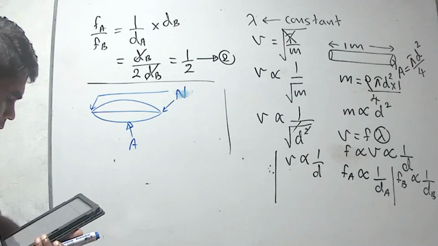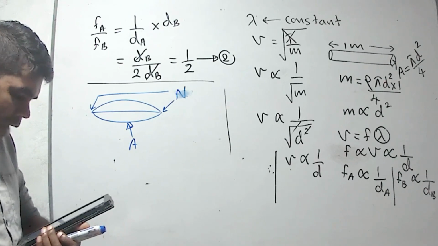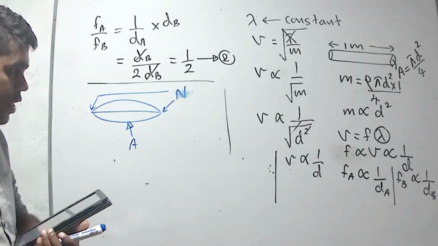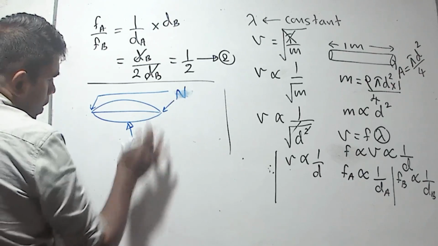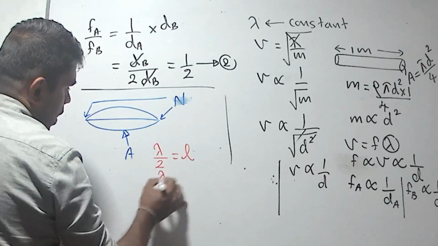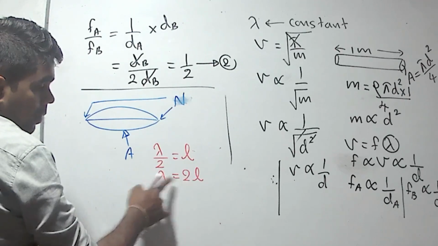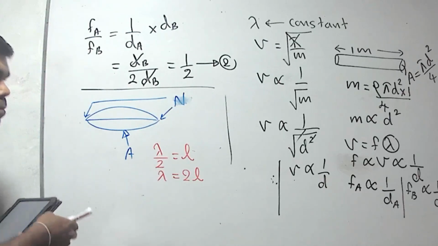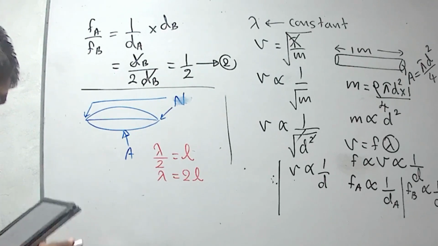Then the second statement: the wavelength of the wave is always equal to the value obtained when the length of the string is divided by an integer. No, for this one we can get lambda by 2 equals L, so lambda is 2L. Then we have to multiply the length to get the wavelength. Then the second one is also incorrect.